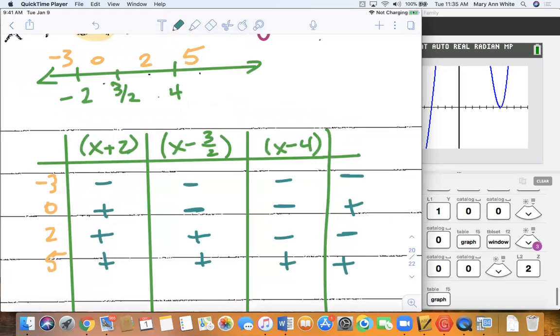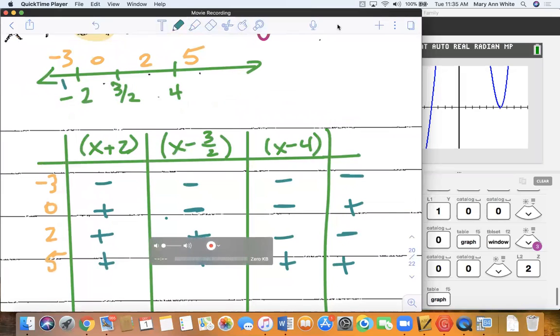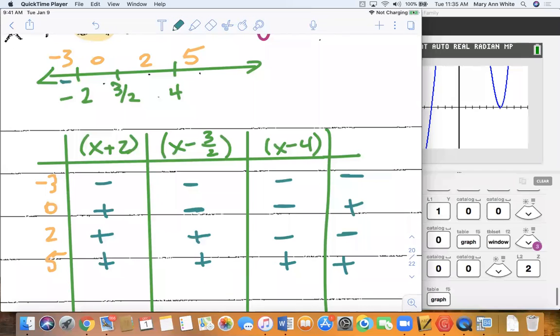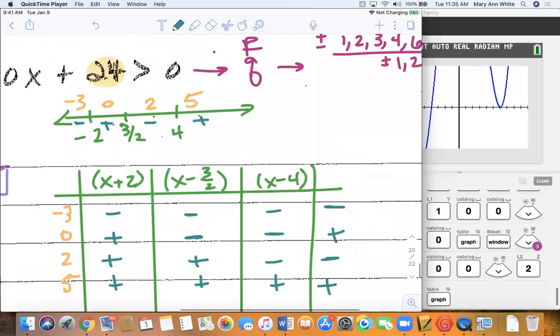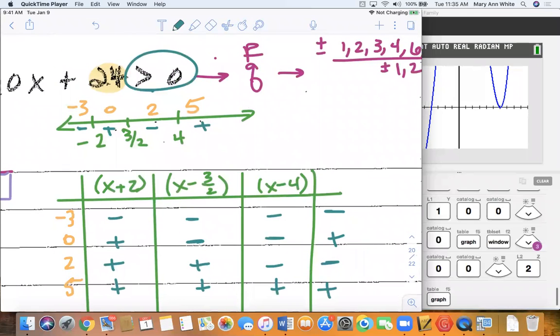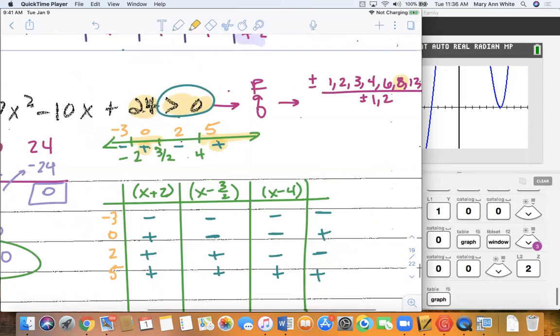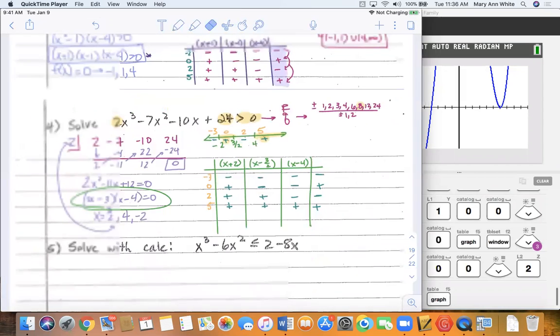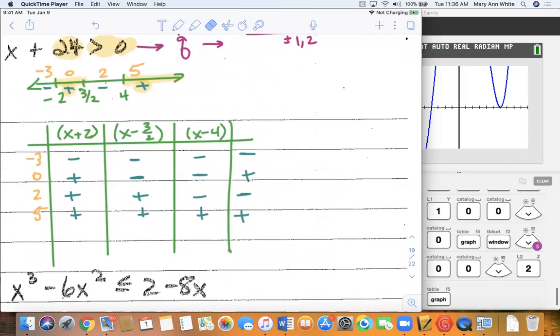Now I need to put these on my graph. Negative, positive, negative, positive. And I care about where we are greater than 0. So I care about here and here. It's just greater than 0.